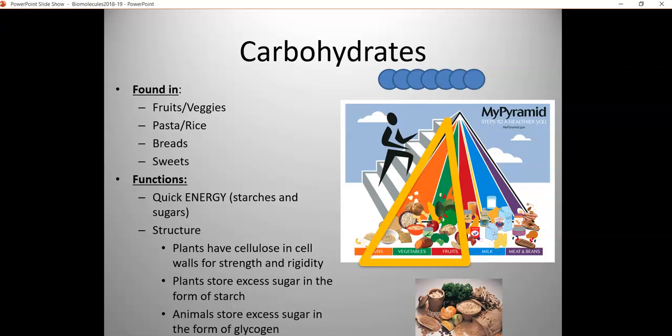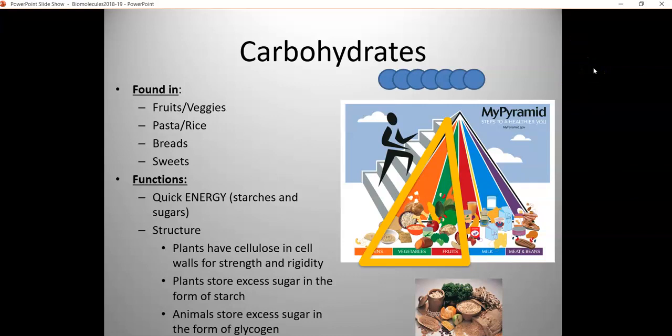Structure of the carbohydrates. Plants have cellulose in the cell walls for strength and rigidity. Plants store excess sugar in the form of starch. And animals, such as ourselves, store excess sugar in the form of glycogen. That's why diabetes is such a hard disease to overcome, because it has to do with our body not producing the right amount of insulin and glycogen, depending on the type of diabetes.